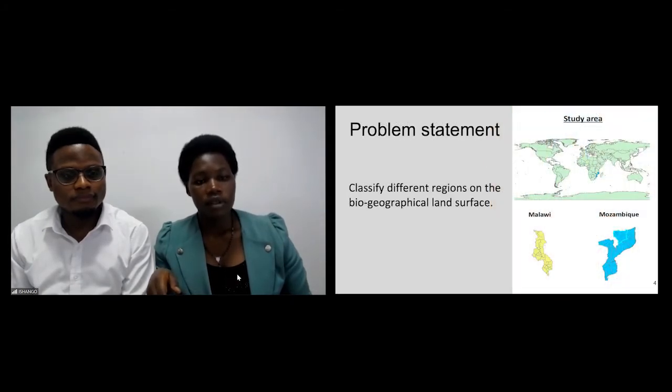The problem statement of our project is to classify different regions on the geographical land surface. The study area we have is Malawi and Mozambique.